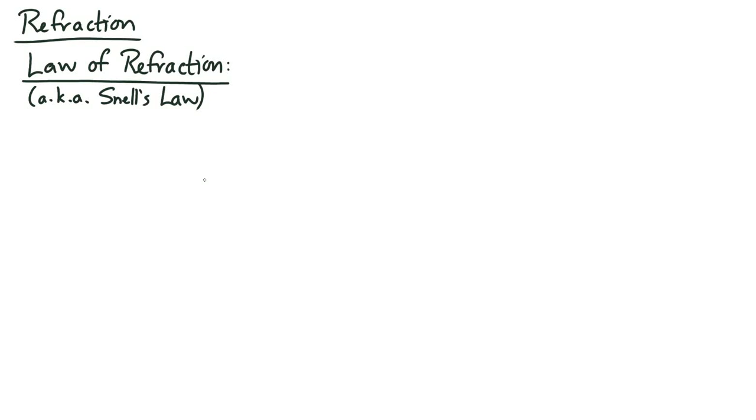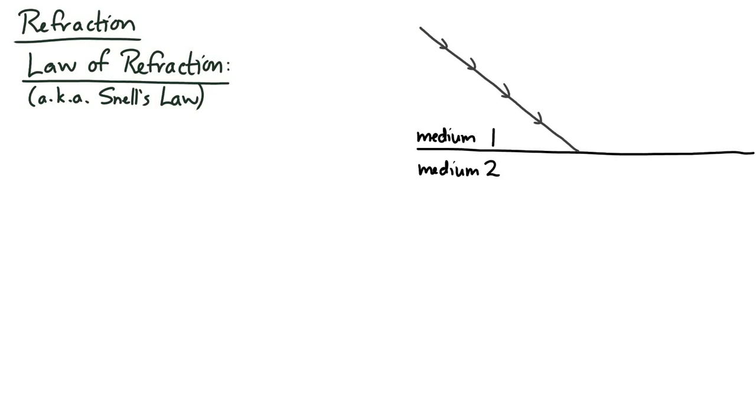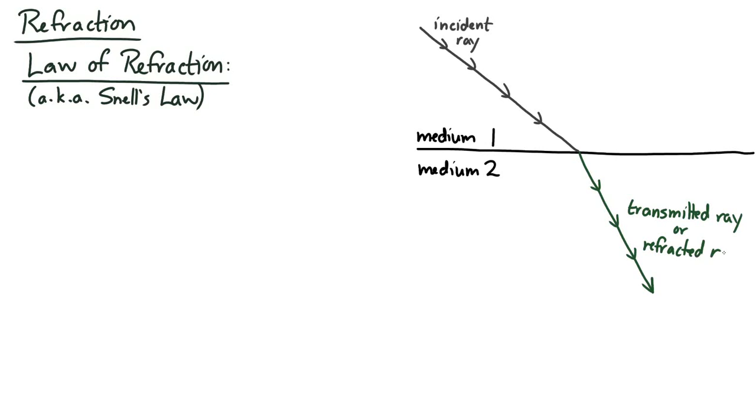And before I write down the law, I'm going to draw the situation. So here's our boundary. We have medium 1, medium 2. Here's our incoming ray, and here's our ray that passed into the new medium, the ray that was transmitted into the new medium, the refracted ray. So to get a relationship between all of these things, we need a couple of defined quantities.